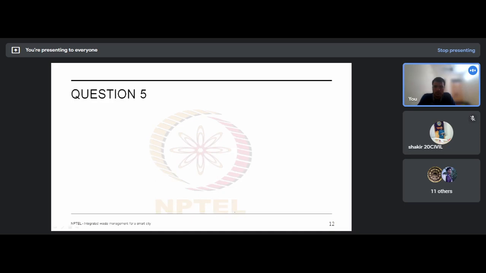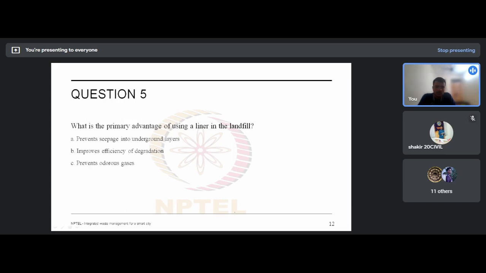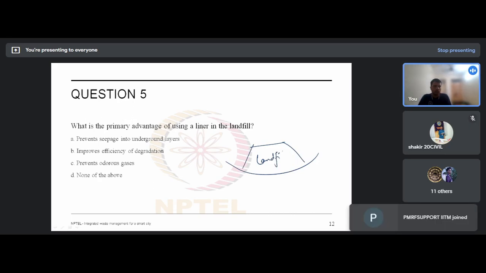See the next question, question 5. What is the primary advantage of using a liner in the landfill? The given options are: prevent seepage into underground layers, improves the efficiency of degradation, prevents odorous gases, and none of the above. This question is linked to the previous question. As we saw, we had a landfill that is used for waste management. When rainfall falls on this and seepage happens through the landfill, leachate will get formed.